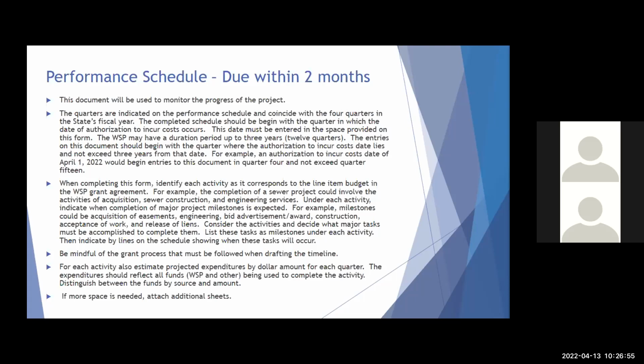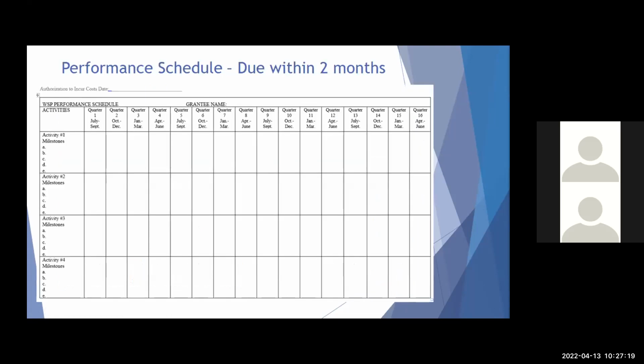For those that are paying for planning costs with your local funds, you would identify those activities for your first section of your schedule, and you would identify that those are being paid for with local funds or loan funds or whichever it may be. If you do need additional space, you can attach other sheets if you need.